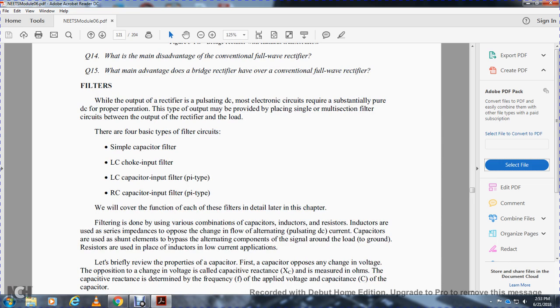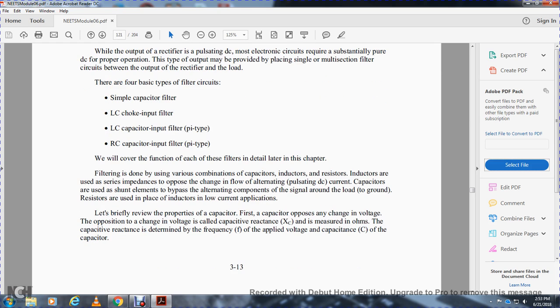Alright, your filters. The rectifier output is pulsating DC, but most electronic circuits require substantially pure DC for proper operation. To smooth the output, a filter is placed between the output of the rectifier and the load. There are four basic types of filter circuits: the simple capacitor filter, the choke input filter, the capacitor input filter, and the resistor-capacitor input pi-type filter. We'll cover the function of each of these filters in detail later in the chapter.